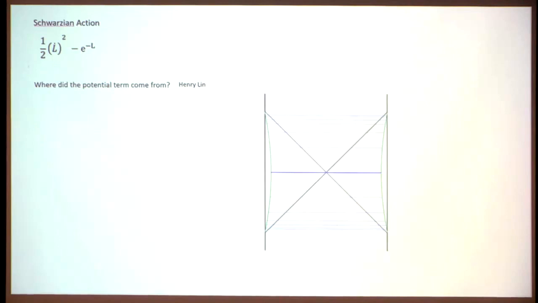The question is, where did the potential term, this e to the minus l, come from? If you are thinking about complexity geometry and thinking that the complexity is the action of this fictitious particle moving on the complexity geometry, there is no potential energy. The complexity geometry picture is pure kinetic energy. So where did this potential term come from? Well, I wasn't even smart enough to ask the question, let alone answer it. Henry was smart enough for both of them.